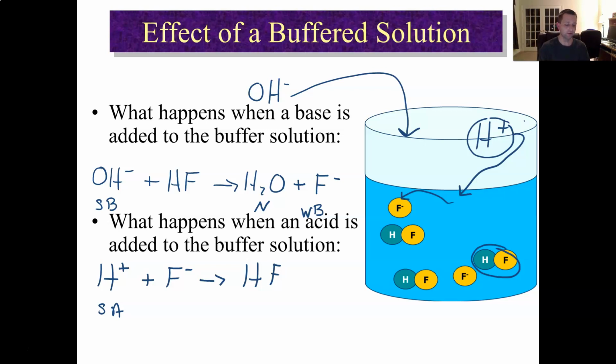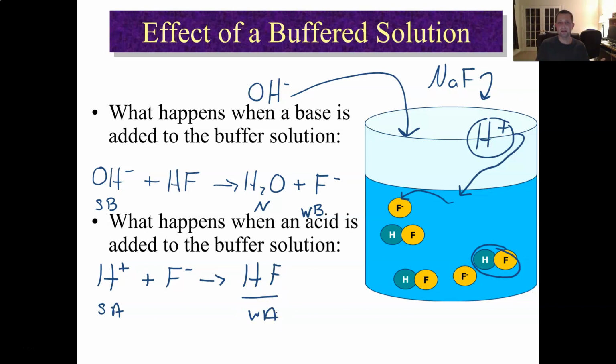But what you end up with is H+ combining with F-, that conjugate base of HF, that basic anion that we got from adding the NaF solid into here. Now it reacts with the hydrogen ion and creates HF, which is a weak acid.